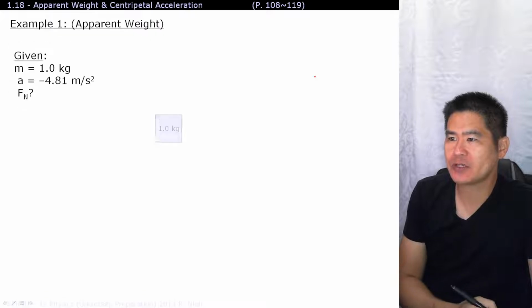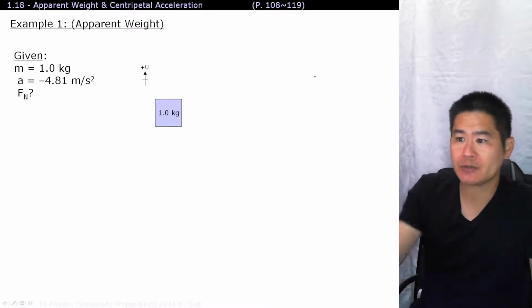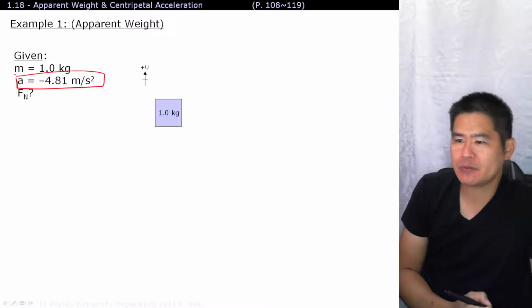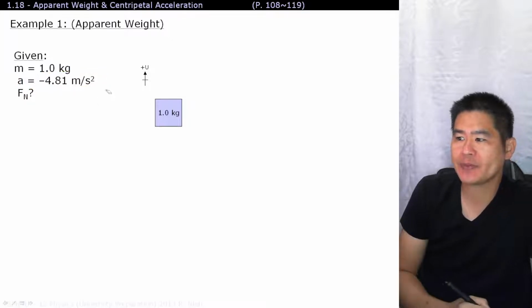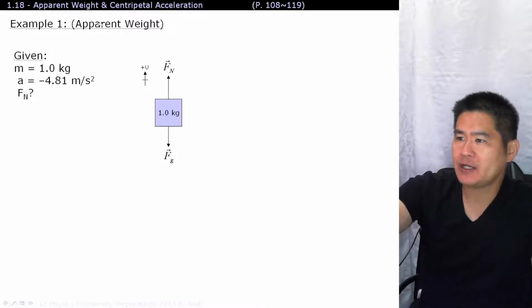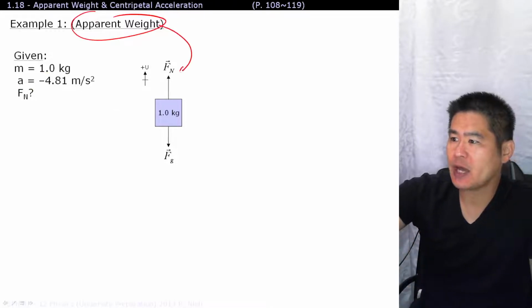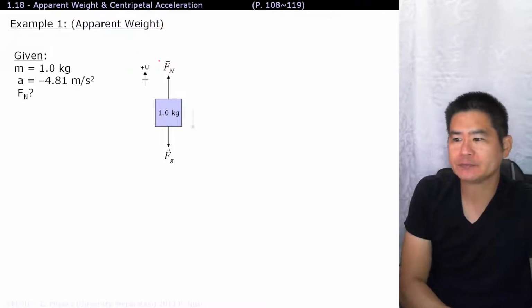We'll start off with the condition that you're at the top of the CN Tower and you begin to accelerate downwards. We'll use this as our number: we're accelerating downwards at 4.81 meters per second squared. We'll start off by creating our free body diagram. Here it is. And again, the whole idea of apparent weight has to do with how we perceive the normal force acting on us at our feet.